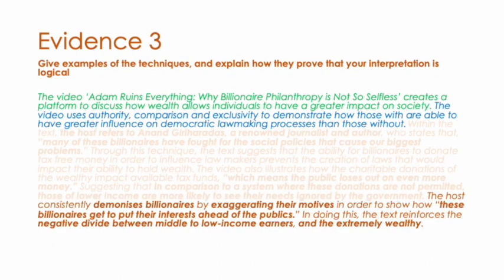Moving down to my third example, we see the same thing again. The host consistently demonizes billionaires by exaggerating their motives in order to show these billionaires get to put their interests ahead of the public. Now you notice I don't use the word exclusivity in here, but we know I'm talking about it because I mentioned it in my elaboration, and I used words like demonizing billionaires and exaggerating their motives, which is what exclusivity is all about. I go on with my explanation again. In doing this, the text reinforces the negative divide between middle to low income earners and the extremely wealthy.